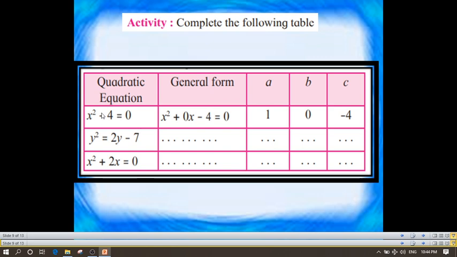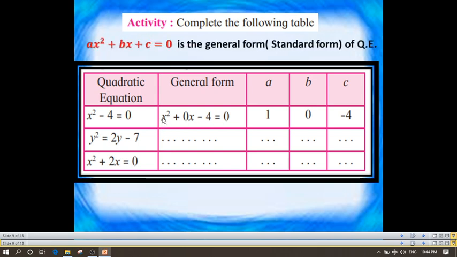Now see here, first quadratic equation, x square minus 4 is equal to 0. Now writing this in general form by inserting middle term: x square plus 0x minus 4 equal to 0. Here you know that general form of a quadratic equation is ax square plus bx plus c equal to 0.